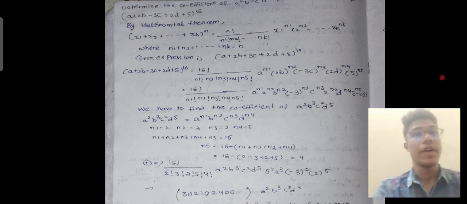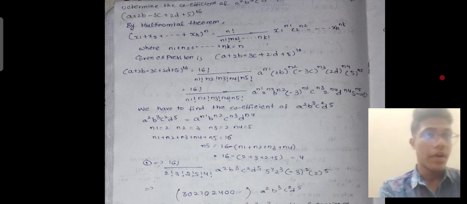Now we will simplify it. Here we can see that this expression is converted as per our formula of the multinomial theorem. (a + 2b - 3c + 2d + 5) whole power 16 equals, as per the formula, 16 factorial by n1 factorial, n2 factorial, n3 factorial, n4 factorial, n5 factorial, into a power n1 into (2b) power n2 into (-3c) power n3 into (2d) power n4 into 5 power n5.